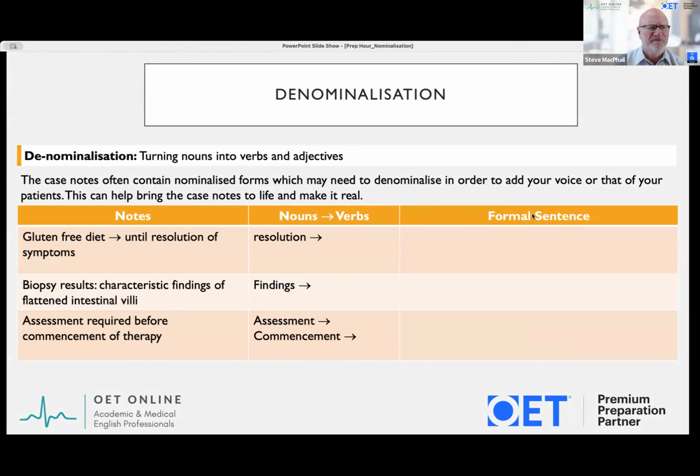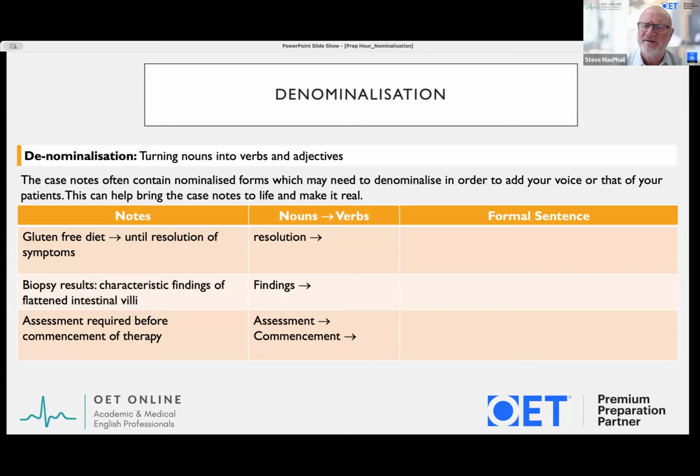Now, I just want to show you the reverse of that. We can also denominalize. So that means you might see something written quite formally. You can also go backwards and then turn the nouns into verbs and adjectives. You might need to do that when you're writing because you need that flexibility with language. Remember, you're paraphrasing the case notes. So while it's common to go from a verb or an adjective to a noun, the reverse can also be done to fit in that sentence structure that you've created.